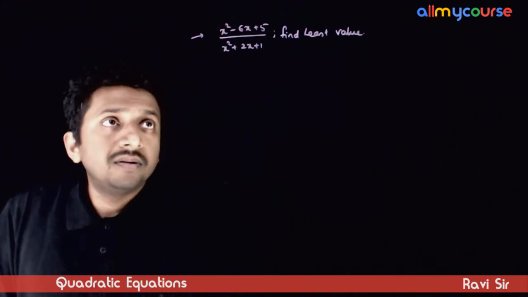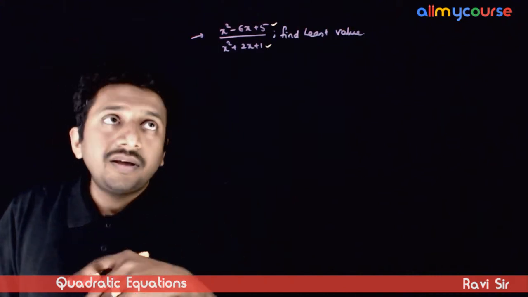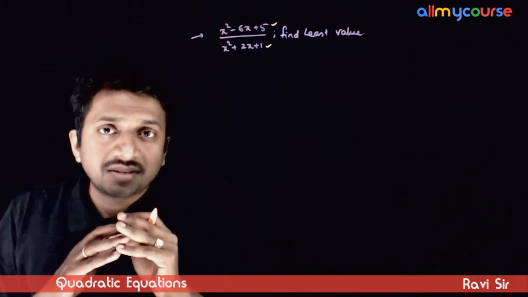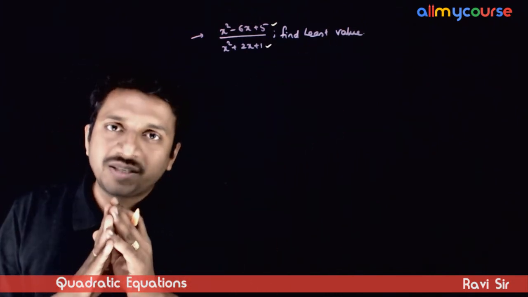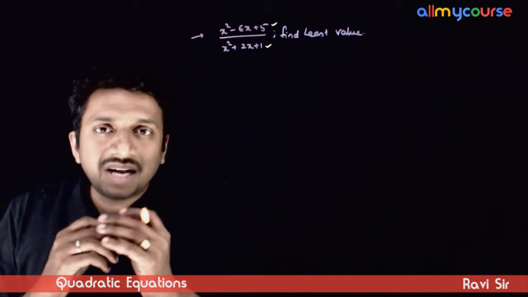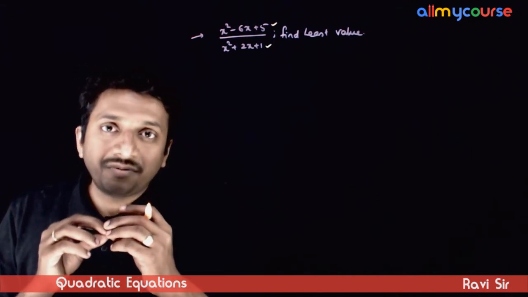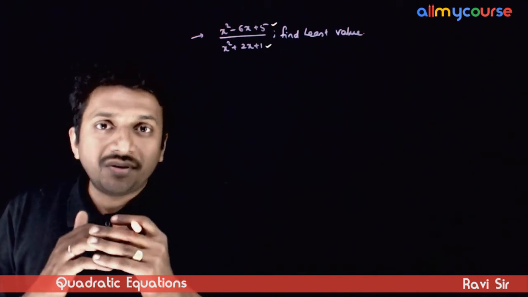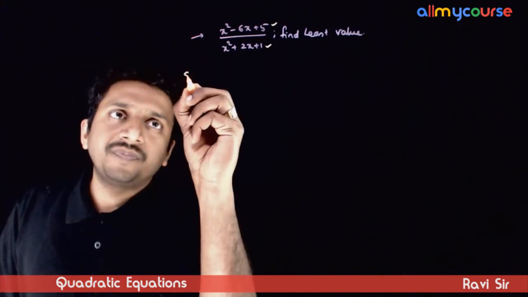So welcome students. In this question you are given a rational quadratic (x square minus 6x plus 5) by (x square plus 2x plus 1). You are asked to find the least value of this expression. Again, a very standard question based on maximum and minimum values of rational quadratics. So let us use our standard algorithm to solve this question.